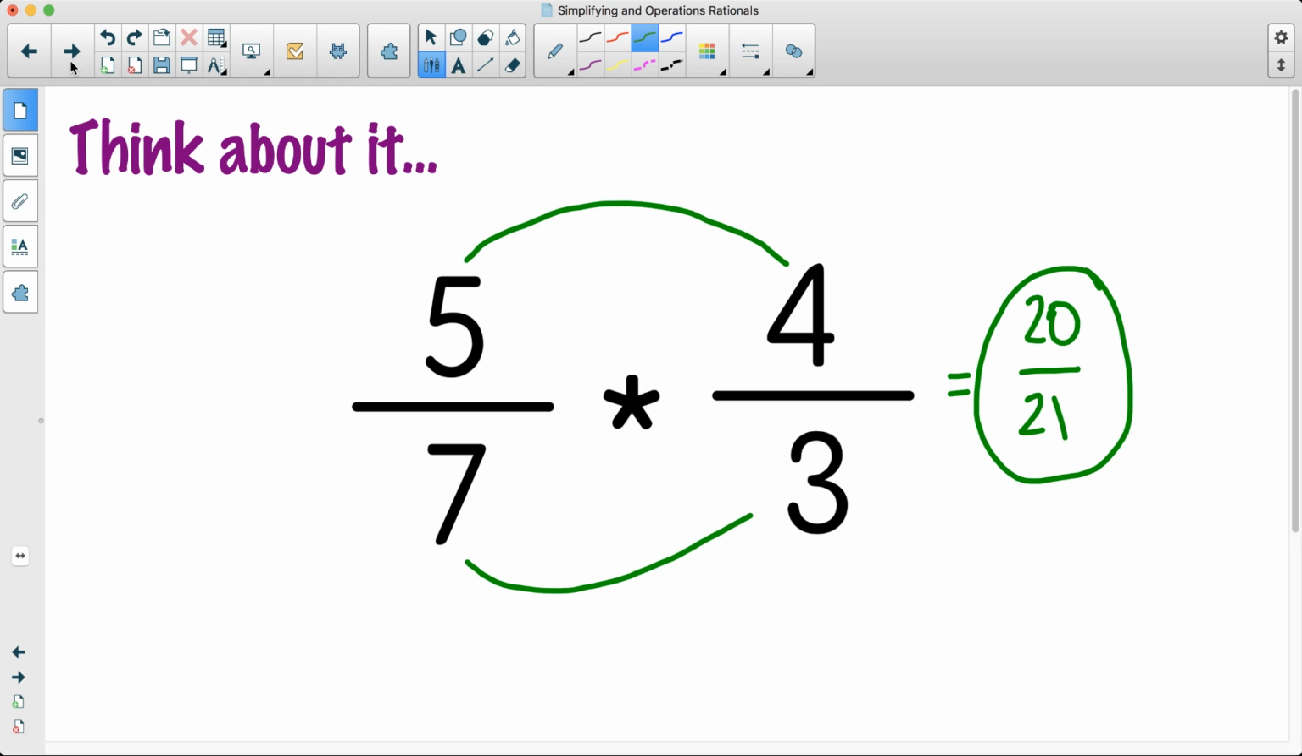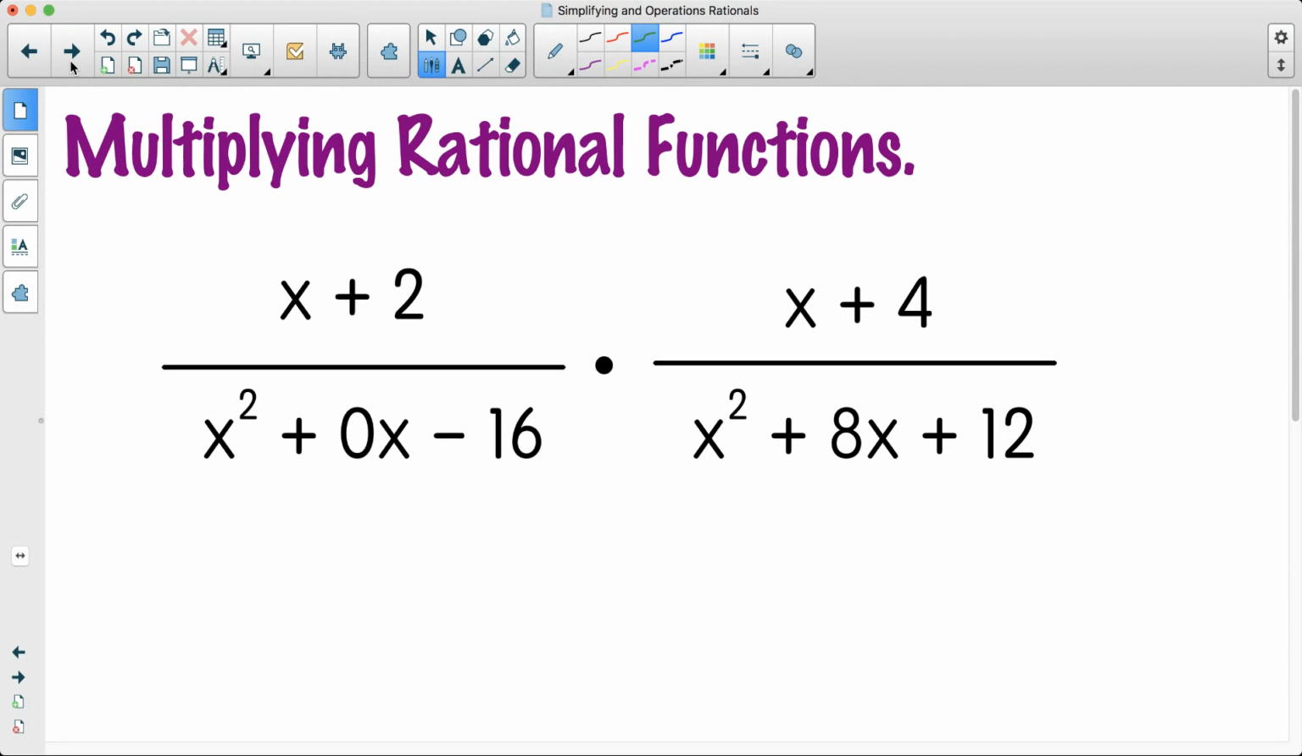So now let's apply that to rational functions. So I've got (x + 2) over (x² + 0x − 16) times (x + 4) over (x² + 8x + 12). So let's break this down bit by bit. Let's look at the left-hand side. x + 2, there's nothing to factor here. These two terms don't have anything in common, so it's just going to stay x + 2.